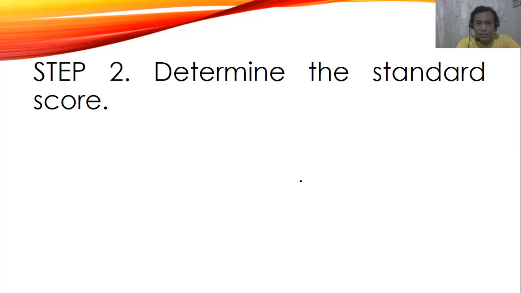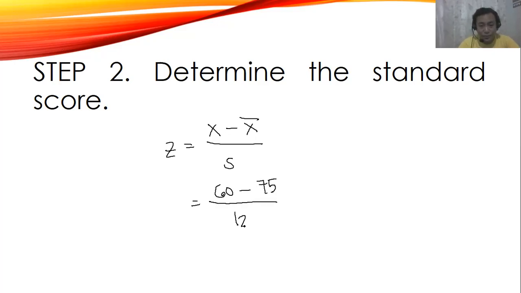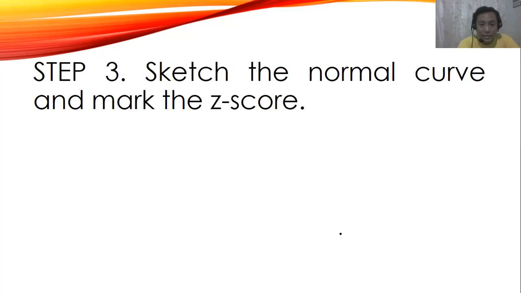Step 2. Determine the standard score. How are we going to determine the standard score? So we have the formula. Z is equal to x minus mean all over the standard deviation. Ano nga ulit yung x natin? That is equal to 60. What is the mean? That is equal to 75, and the standard deviation is equal to 12. So 60 minus 75 is equal to negative 15 divided by 12 is equal to negative 1.25. Now, we have to sketch the normal curve and mark the z-score. So we have here.